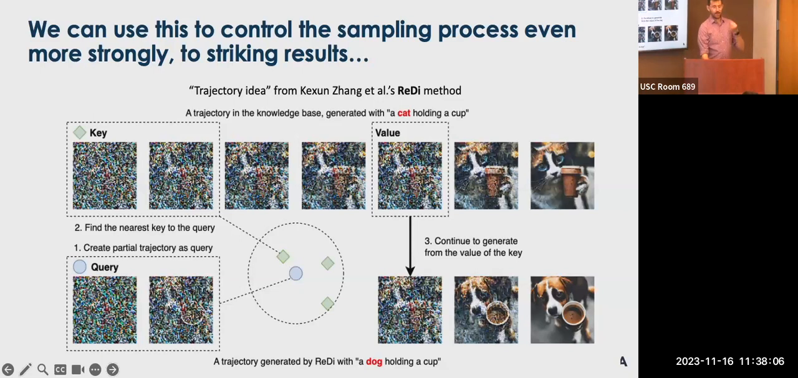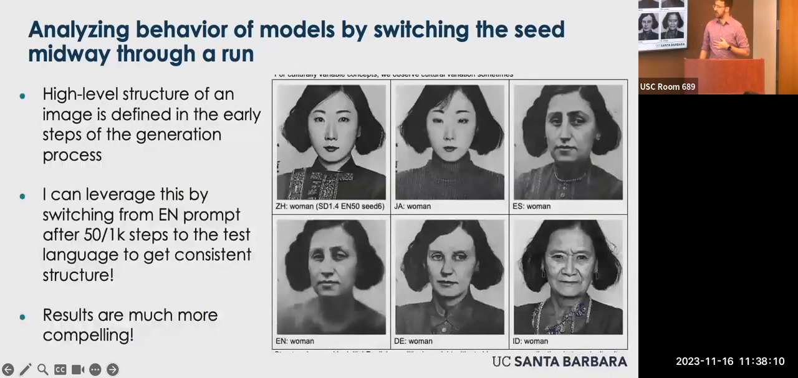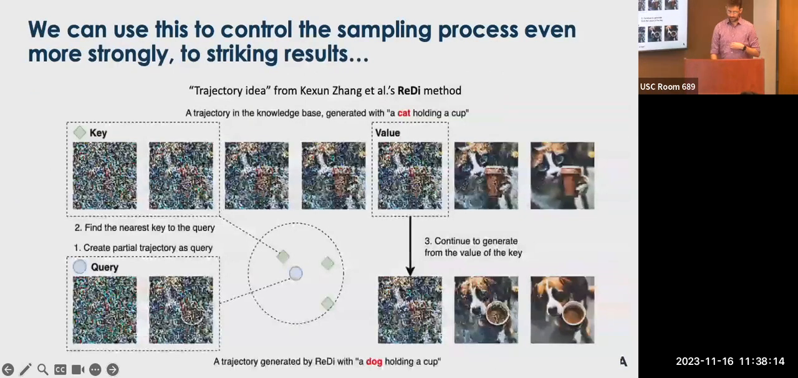I'm thinking, why don't we leverage that by doing an intermediate swap of the language? So, sorry, the idea is the prompt is a dog holding a cup. You find essentially the nearest neighbor to that, which is cat holding a cup, as it turns out. Grab that and then continue. Finish exactly, using dog. Exactly. So this is an existing paper that my lab mate did.